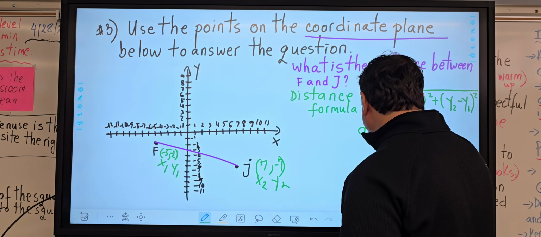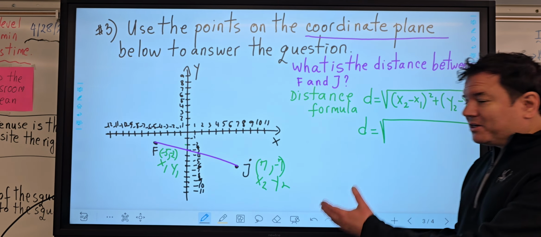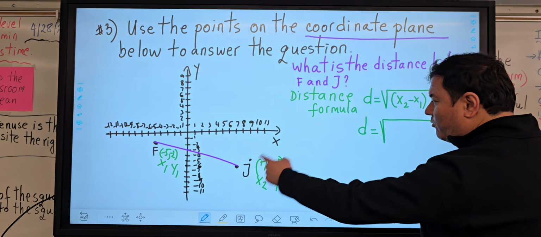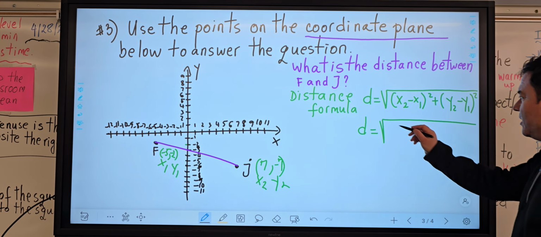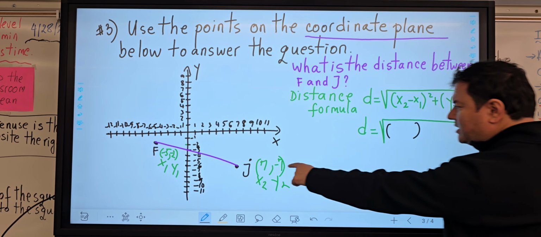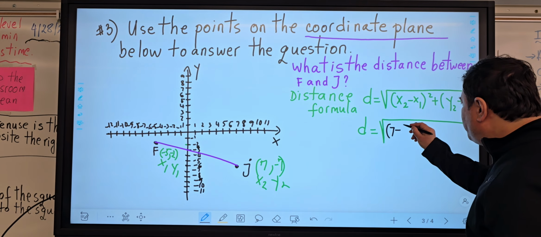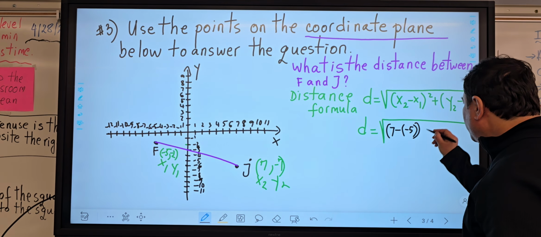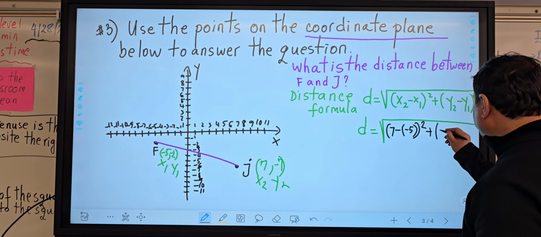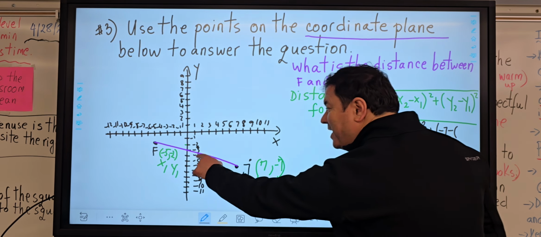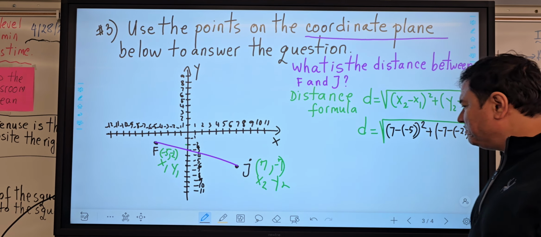Let's continue with our distance formula. Now we have all the points: x1, y1, x2, y2. Let's plug it in and get the answer. So x2 is 7 minus x1, which is -5. Pay attention very carefully here because we have another negative, and then it is squared. Plus y2 is -7 minus y1, which is -2. Be very careful because we have 2 negatives there, and then it is squared.